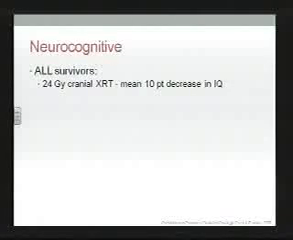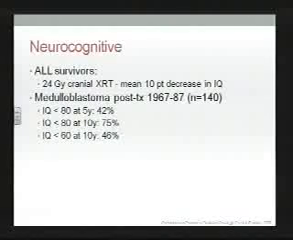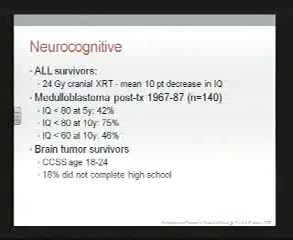ALL survivors actually who have been radiated to the brain with more than 24 gray show a 10-point decrease in IQ. So this is clearly not benign. Medulloblastoma survivors have been shown to fare even worse potentially, and the amount of patients with an IQ less than 60 out to 10 years is almost half. So these patients can be severely neurologically devastated, especially when they're radiated at a young age. Brain tumor survivors also don't complete high school as much. Only 18% did not complete high school.